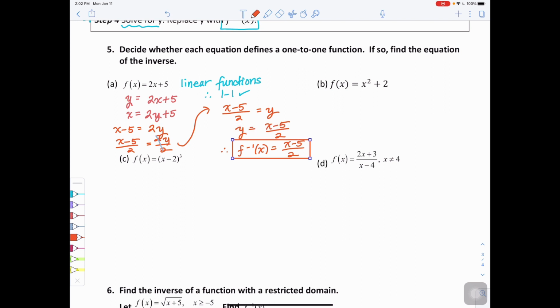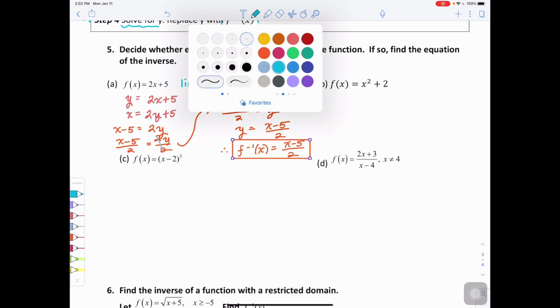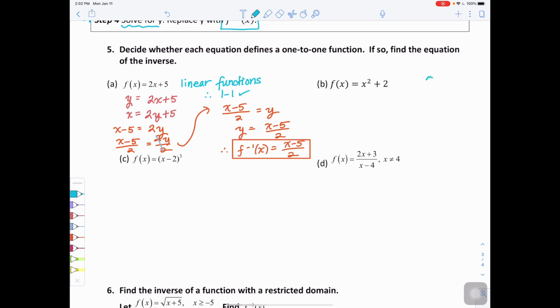Okay, let's take a look at the function in B. And what do you notice about the function in B? This is the graph of our squaring function translated up, shifted up 2 units.